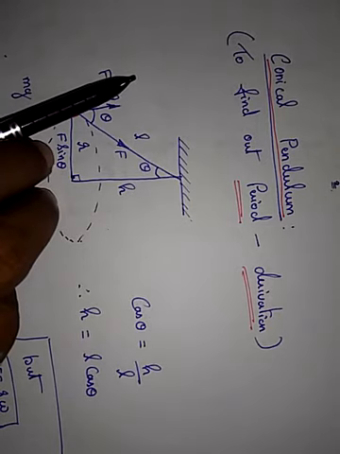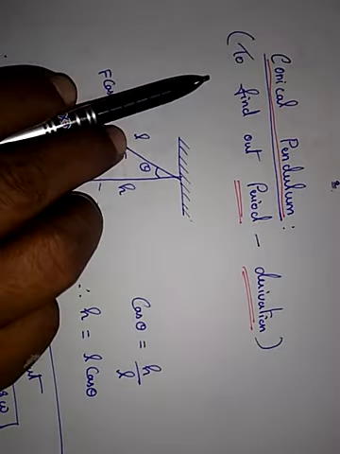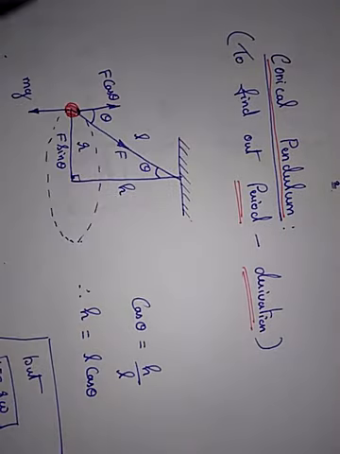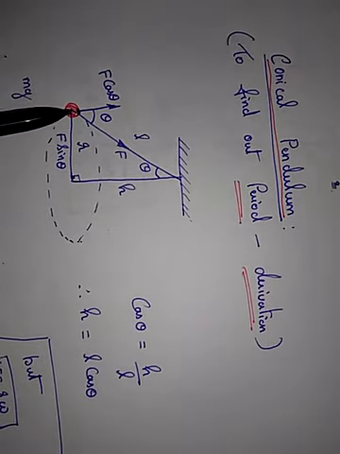Hello viewers, today we are going to see about the conical pendulum. Especially we are going to find out the period. Basically it's a derivation. Now we have a bob with mass m.